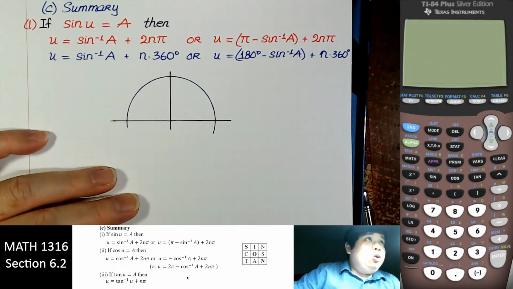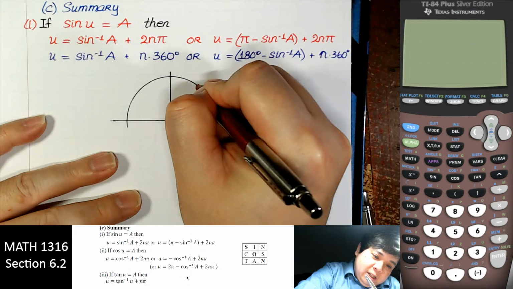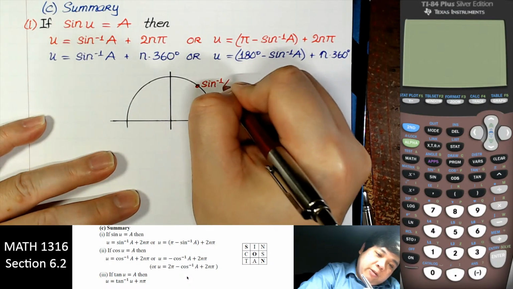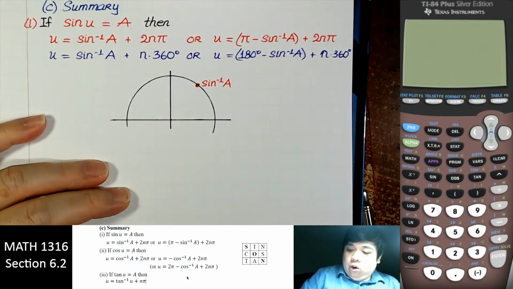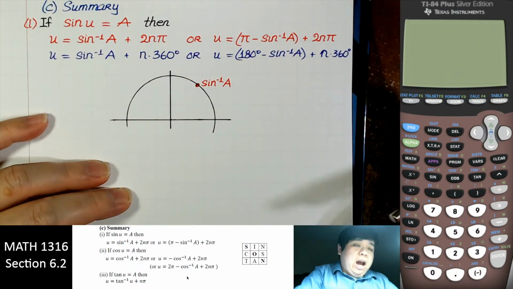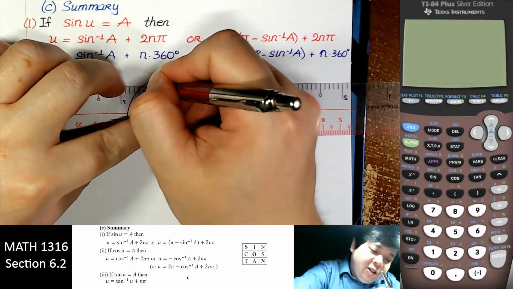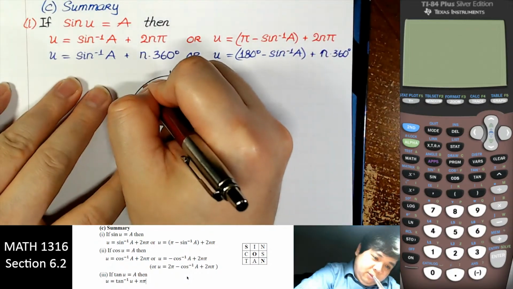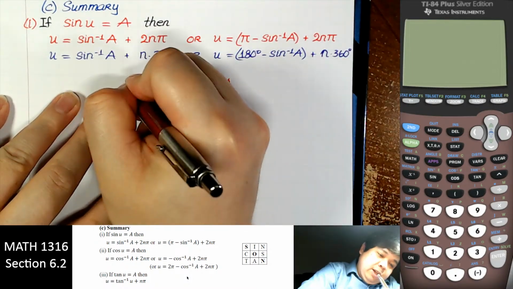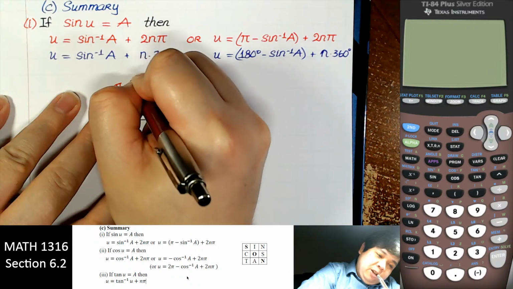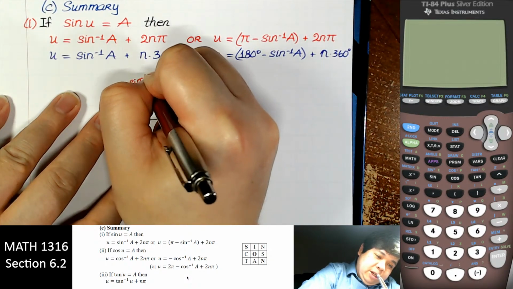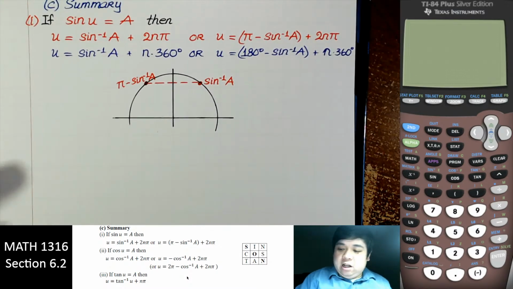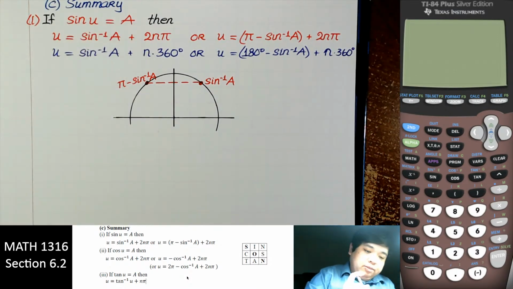So which means we have two solutions, one of which is here, which is sine inverse of A, and the other one will be across from the y-axis, which is pi minus sine inverse of A. So we're going to have two solutions that are across from the y-axis. So that is the solution for the sine equation.